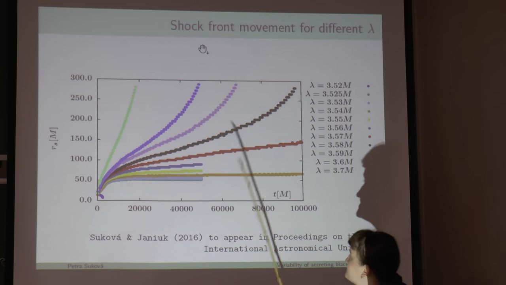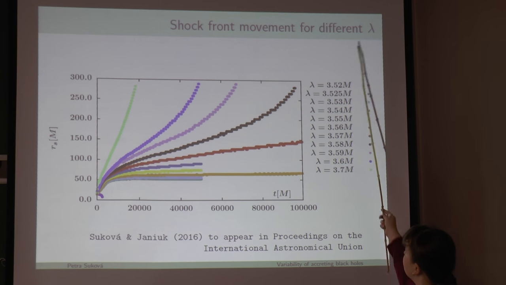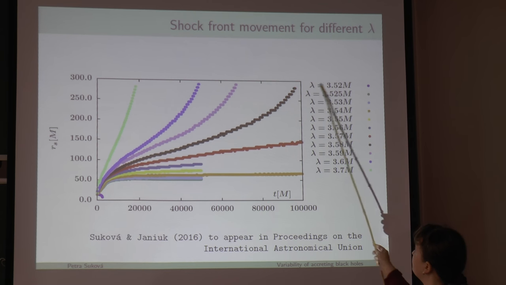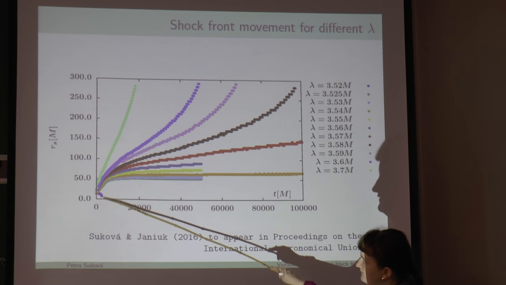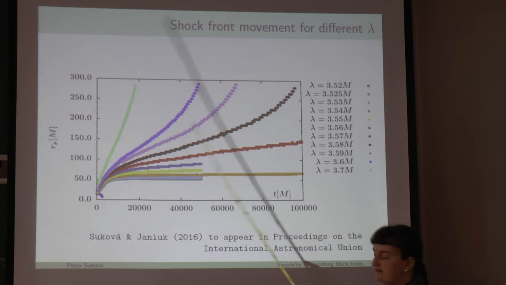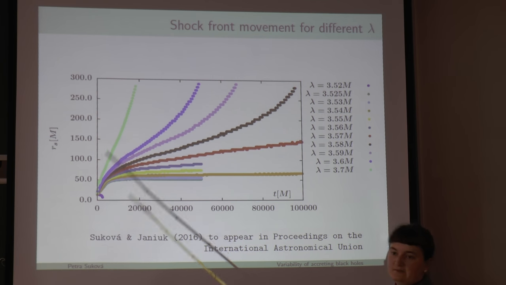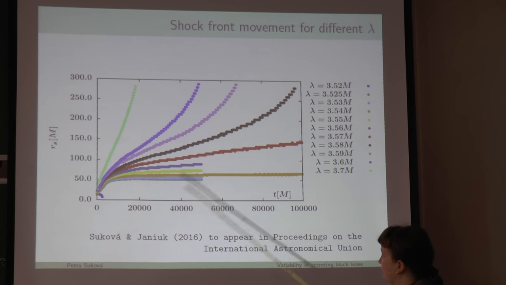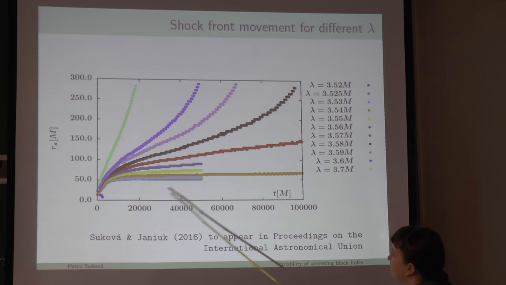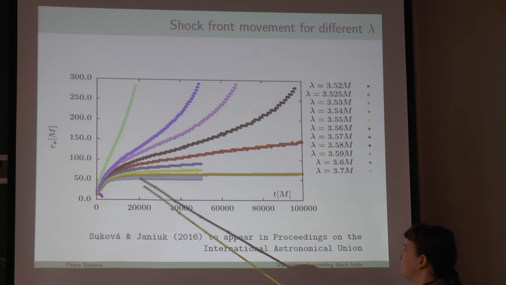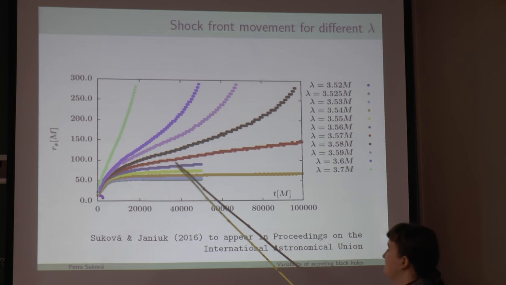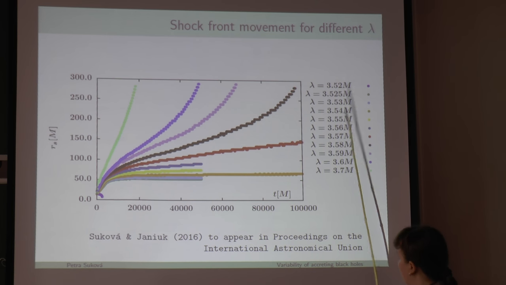So you can see it on this plot. This is for different values of angular momentum. If the angular momentum is too small, it will be accreted. The shock bubble will be accreted very fast onto the center, and we end up again with the Bondi-like accretion. But with higher values of angular momentum, we can see that the shock stabilizes at some radius. And the radius depends on value of lambda.